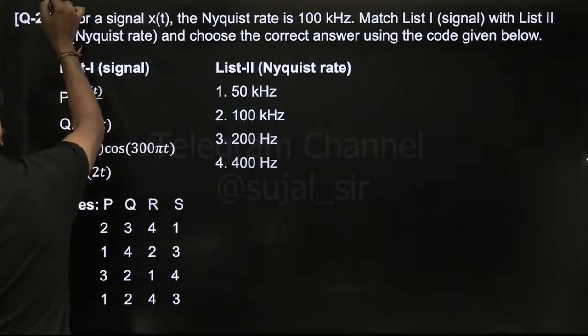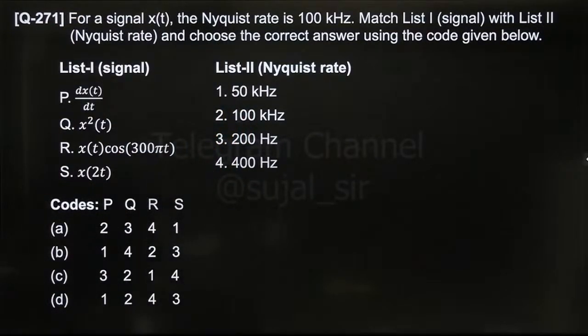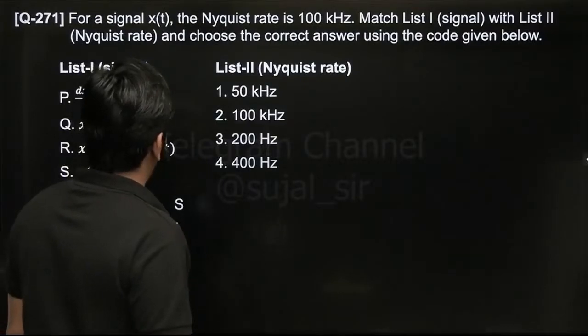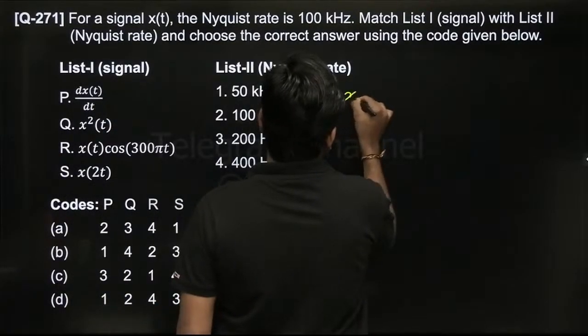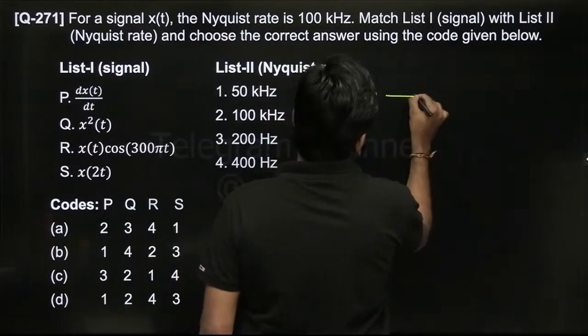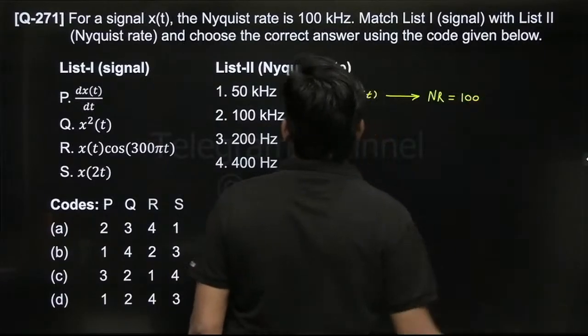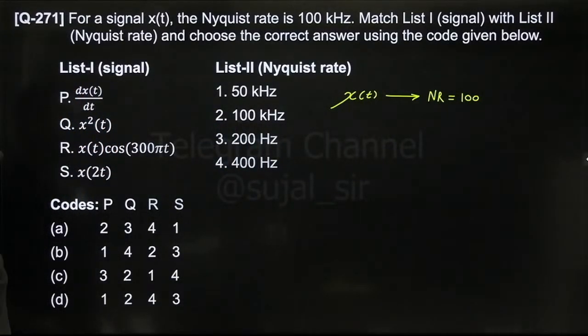Now similarly question number 271, guys. For a signal x of t, the Nyquist rate is 100. Okay, x of t signal is there. For this signal, the Nyquist rate is 100. Match list 1 with list 2 and choose the correct answer using the code given below.